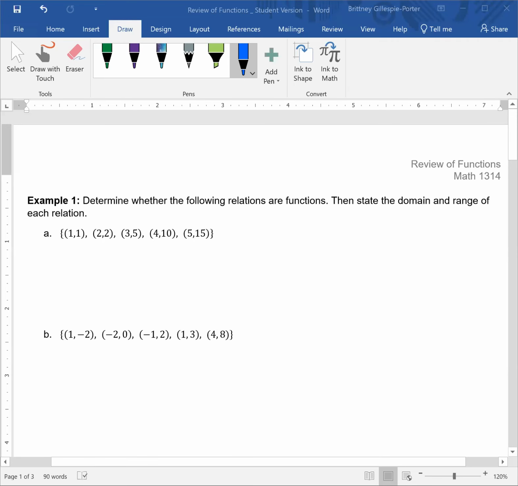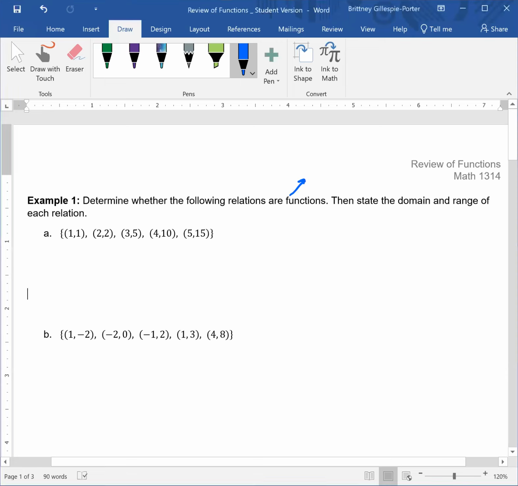Let's talk about functions. The very first problem asks us to determine whether the following relations are functions. Remember that a relation is just two variables linked together somehow. So it could be x and y with ordered pairs, it could be an equation, but a relation just has two variables relating to each other.